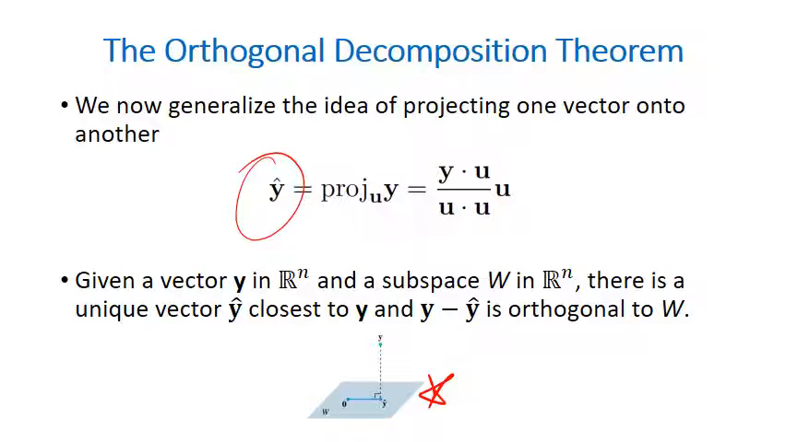If we are given a vector y in Rn and a subspace W, then there is a unique vector y hat that is closest to y, and y minus y hat is orthogonal here. So two things: it's a unique vector and closest to y.